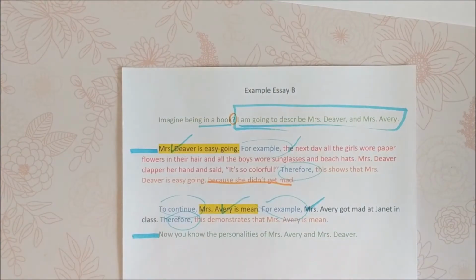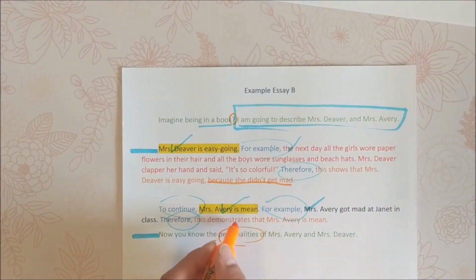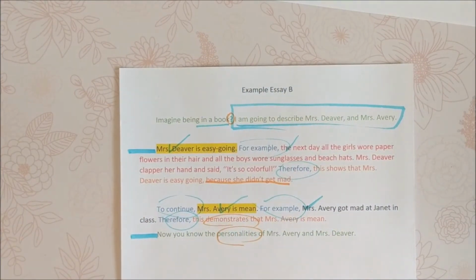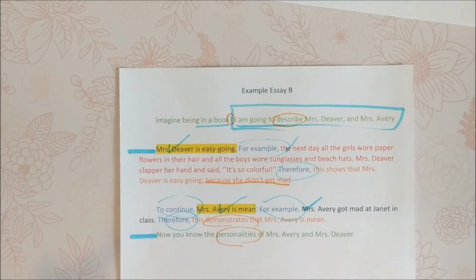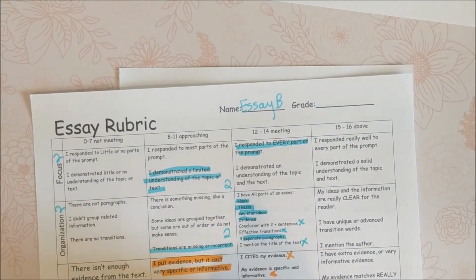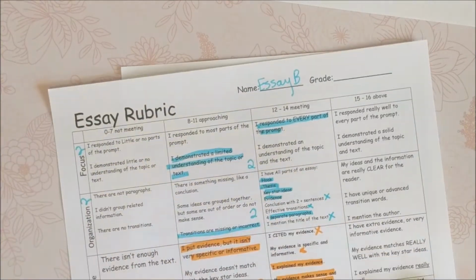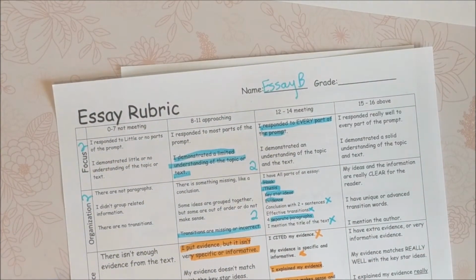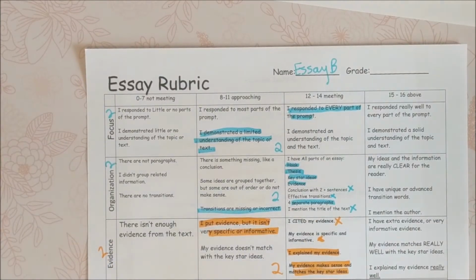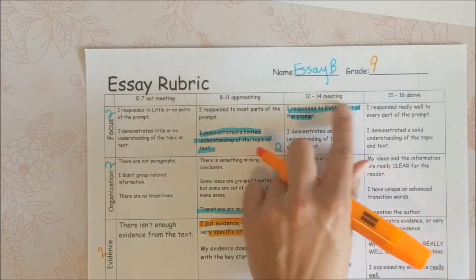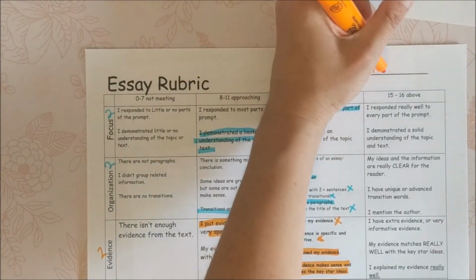Are there interesting words? Let's see. Well, there's personalities, demonstrates, describe. So yeah, I would say easygoing, therefore, yeah, I would say that this has some interesting words. So I would mostly give this a 3. So here we are. We got a 2 in evidence and a 3 in language, and we'll add it up. That's a 9, and a 9 would be approaching.